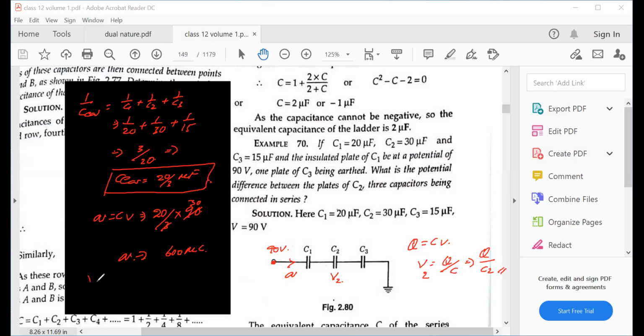So from this, V2 is equal to Q, where Q is your 600 into 10 power minus 6, divided by the capacitor value. The capacitor value is nothing but your 30 micro, 30 into 10 power minus 6. Micro will get cancelled, so it is 600 by 30. So the voltage across your capacitor C2 is equal to 20 volts.